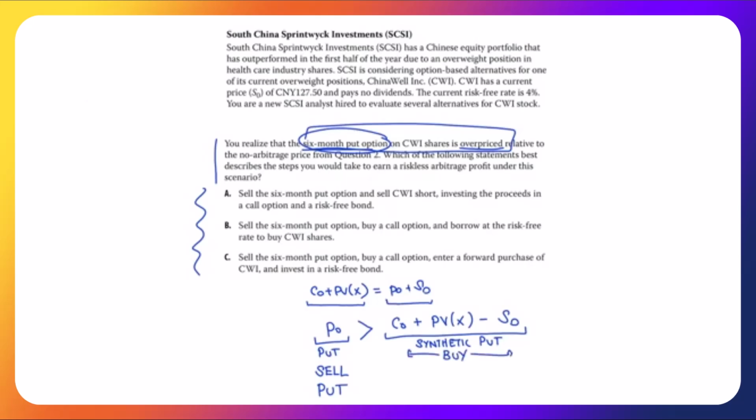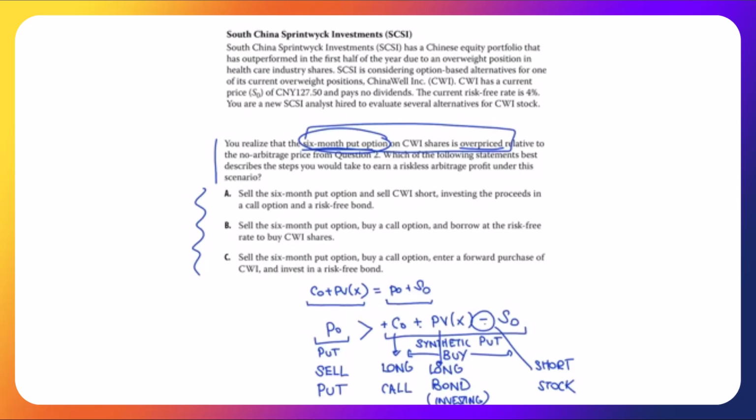How do I buy this? If I'm buying, I just follow the signs. Plus, plus, minus. So I go long on a call because it's positive. I will go long on the bond because it's positive. Long on the bond means investing, lending. I'm buying a bond and giving somebody money. Minus S0, I'm going short on the underlying stock. Let's see if any of the answers tie into those.